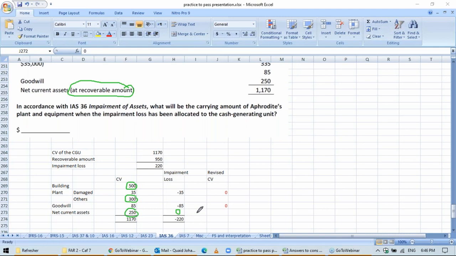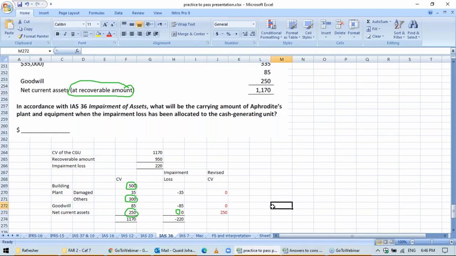So always check before you allocate a loss to an individual asset that the carrying value will not be reduced below the recoverable amount if it is higher, right? The recoverable amount is 250, so I cannot allocate any loss to this asset. So I will not allocate any loss to this asset. Take it as 0, no loss to be allocated to this, and this remains at 250. So this is also done now.